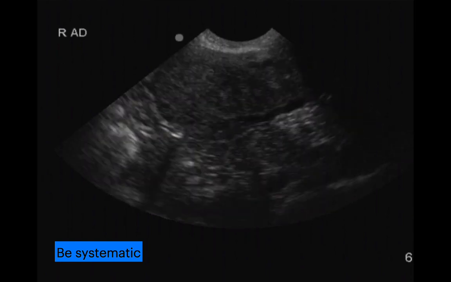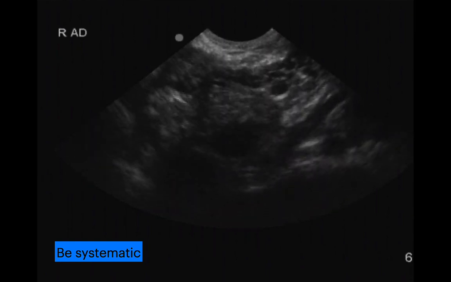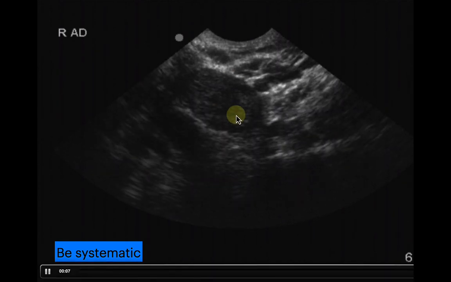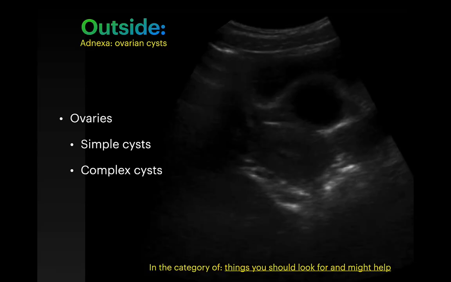And once again, just be systematic. You want to go slowly. You want to look from side to side. Here they find it. They push in a little bit further to get a better view of it. This is ovary right here. These other circles that are out here are vascular plexus, which is always a little bit confusing, in that there's other circles and lines out there too.